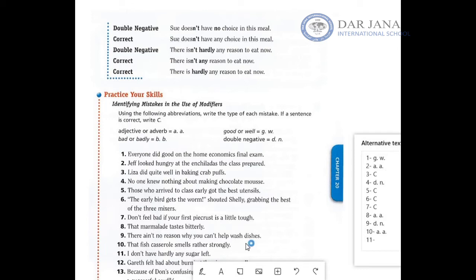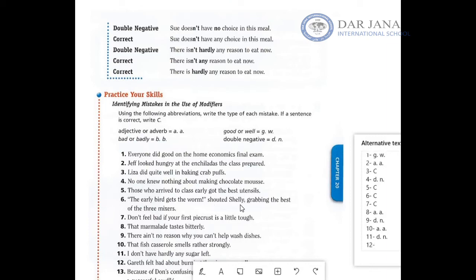Sentence number 11. I don't have hardly any sugar left. Don't, do not, is negative, and hardly is another negative, and it's incorrect to use both forms of negatives. So the correction is to use only one of them. I don't have any sugar left, or I have hardly any sugar left. So for sentence 11, the mistake is in the use of double negatives.